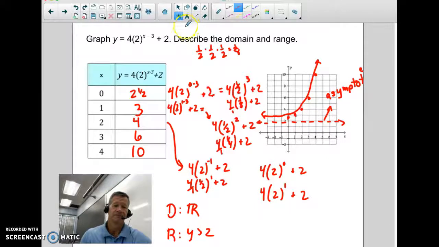And there's your domain. So that's how you graph a times b to the x with some other things added on. Okay, good luck.